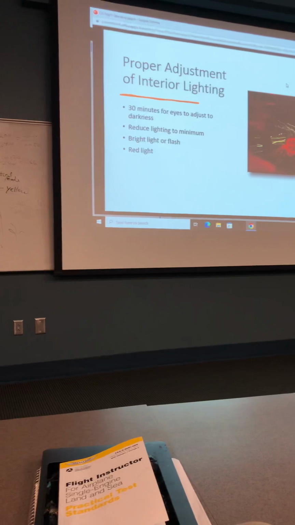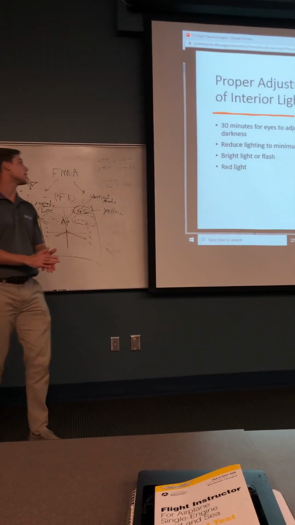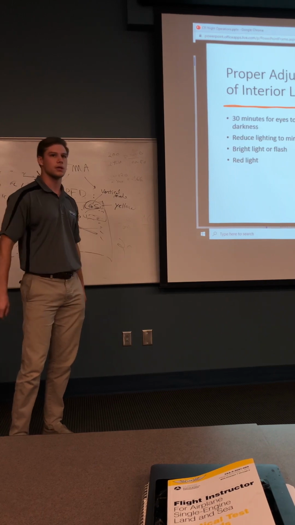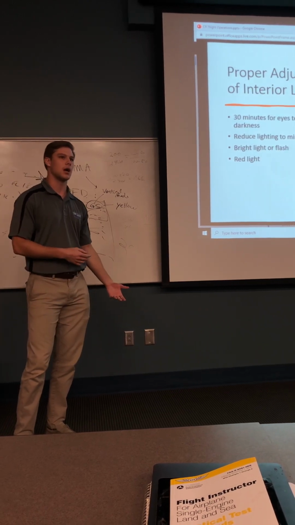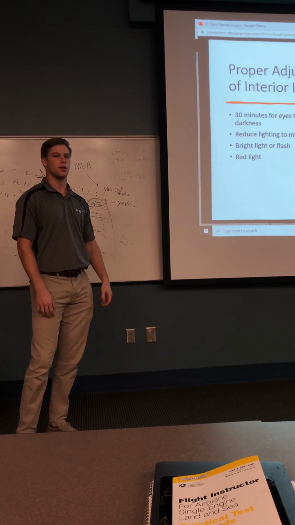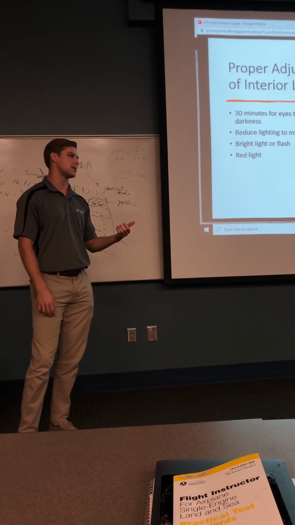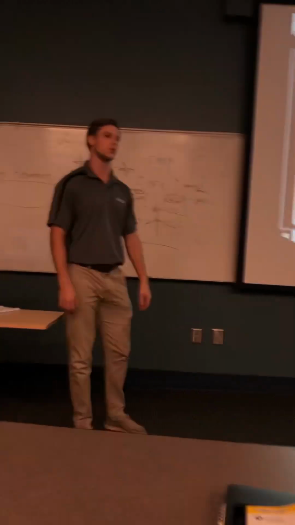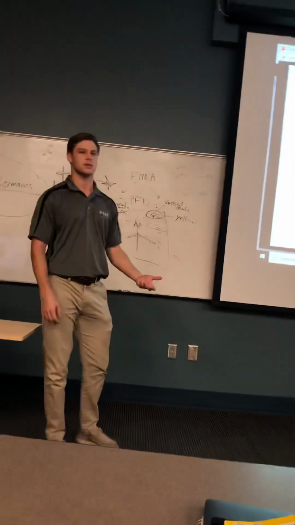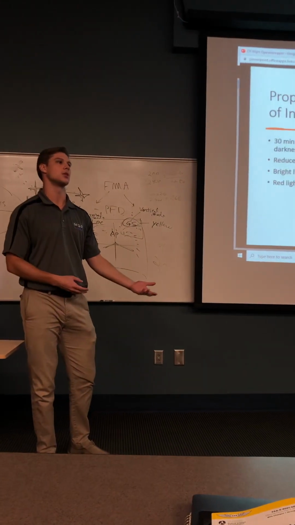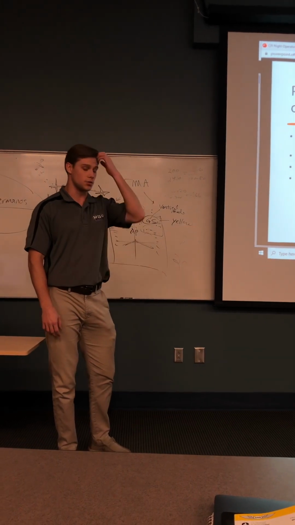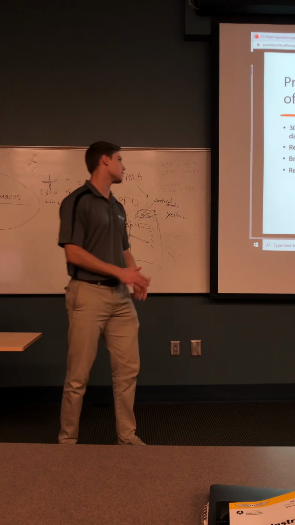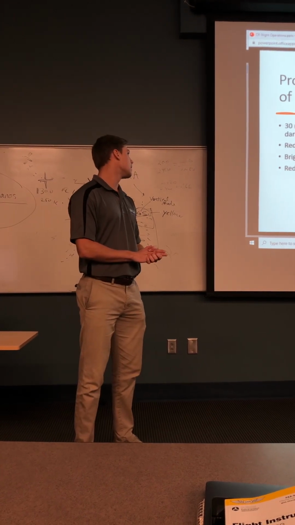So next we have proper adjustment of interior lighting. Because it takes about 30 minutes for eyes to adjust to darkness, you want to reduce the lights in the cockpit as much as possible. You don't want to be on your phone at full brightness, using the brightest lights, turning all the settings up, because that will significantly reduce your night vision. If you use super bright light, it could take another 30 minutes, and you could get disoriented more easily and it'd be harder for you to see.